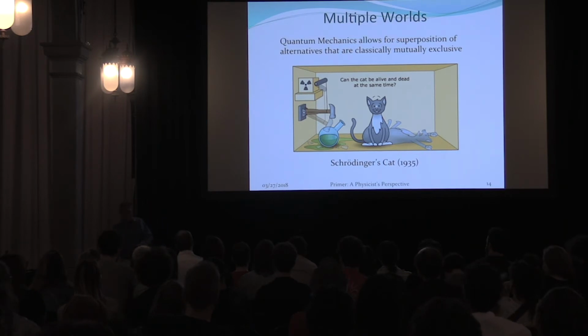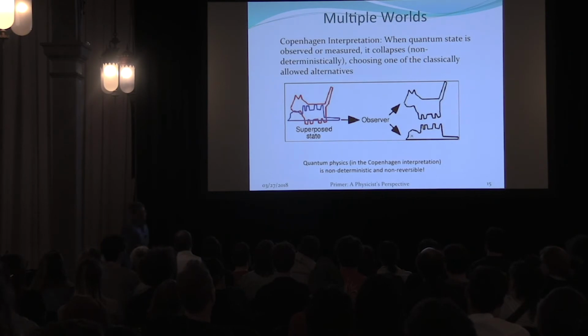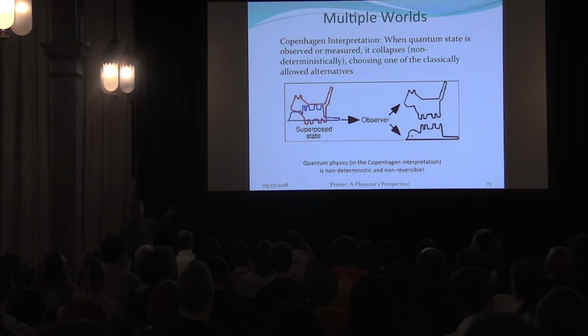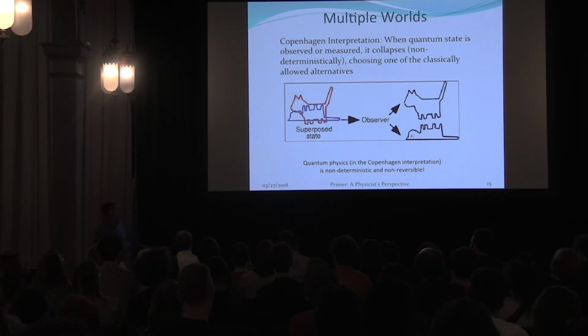Well, I can't really say, because one can't really do the experiment. If you open the box, then of course the cat will be there alive or dead. However, there are different interpretations in quantum mechanics, and this gets a little bit more into the philosophy side, because you can't really do an experiment to see which interpretation is right. But something called the Copenhagen interpretation basically says that when a quantum state like a superposition of alive and dead cat is observed or measured, it collapses. It's like throwing dice, and then somehow nature chooses one of the alternatives in a way we don't understand. So the cat comes out to be either alive or dead. In this interpretation, quantum physics is non-deterministic.